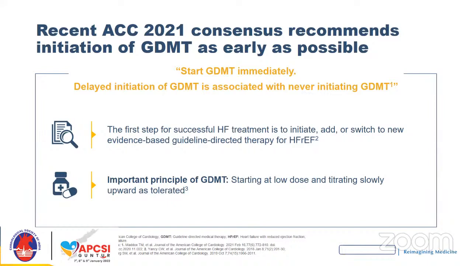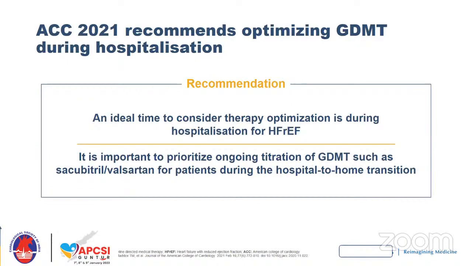The first step for successful heart failure treatment is to initiate, add, and switch to the newer evidence-based guideline therapy for HFrEF patients. The important concept is starting at a low dose and titrating slowly upward as tolerated. As we have discussed, most of the drugs given for heart failure have a hypotensive effect, and all of them increase potassium. So we have to be very careful when simultaneously starting a lot of drugs which produce the same hemodynamic effects. The recommendation is that an ideal time to consider therapy optimization is during the hospitalization itself.